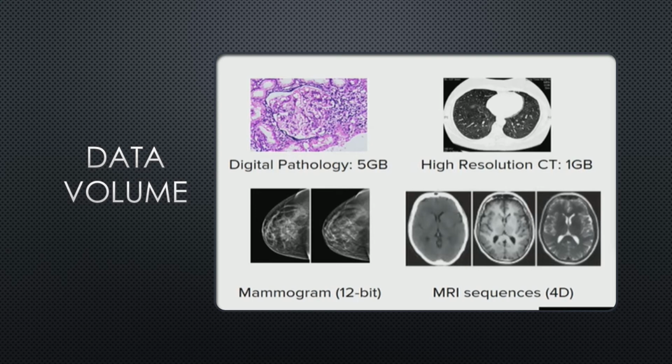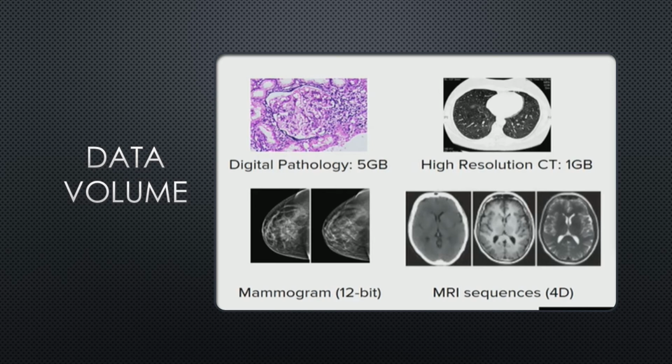If we talk about imaging in radiology, there are much bigger files than regular images. Digital pathology data can be of a size of 5 GB if we are talking about 10K across 10K. A high resolution CT scan image with 100 to 200 slices or could be more goes anywhere more than 1 GB. Mammogram images are typically 12-bit images.